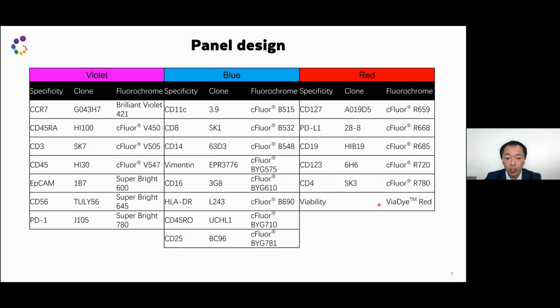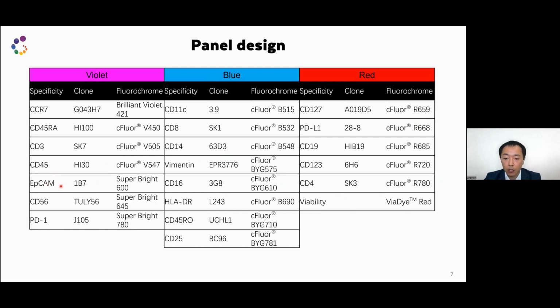Our panel includes a viability dye and 20 antibodies. You can see that fluorochromes were provided by Cytek. For this panel, we include CD45 and EpCAM to distinguish immune cells and tumor cells.